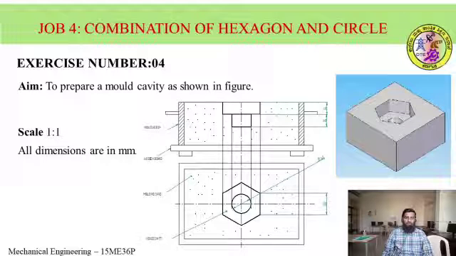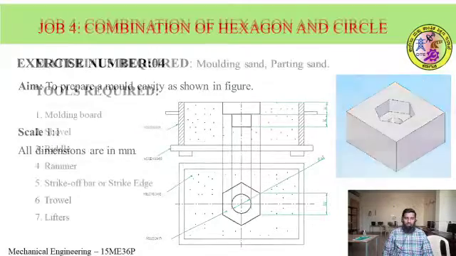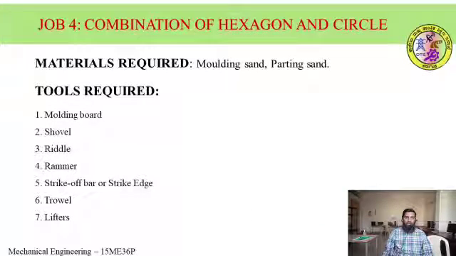Here the aim of the experiment is to prepare a mold cavity as shown in the figure. The materials required are molding sand and parting sand. The parting sand helps us to mark the required shape on the top surface of the molding sand, and parting sand is also used in two box molding to divide the two molding boxes.